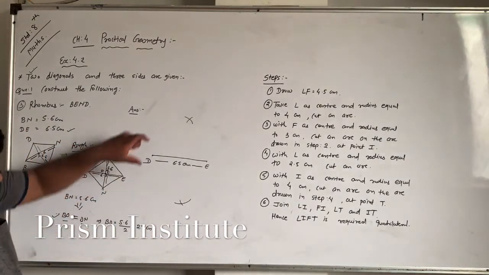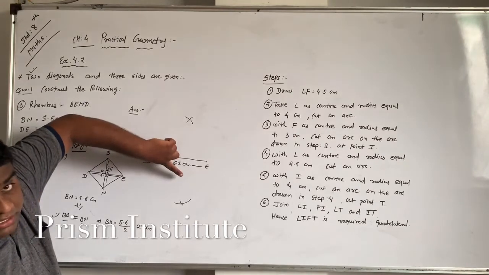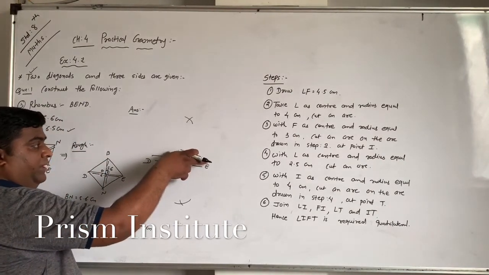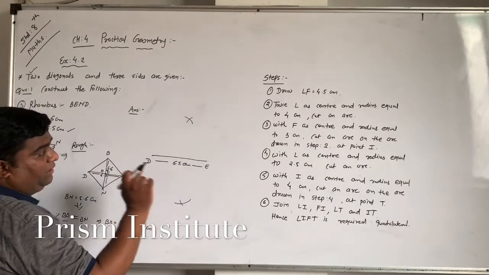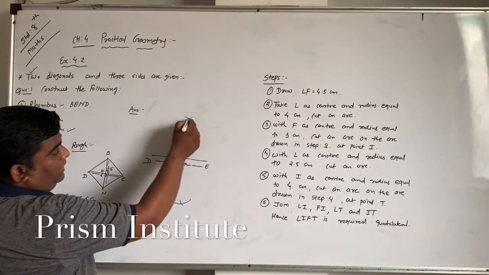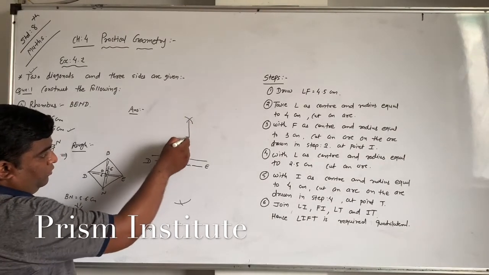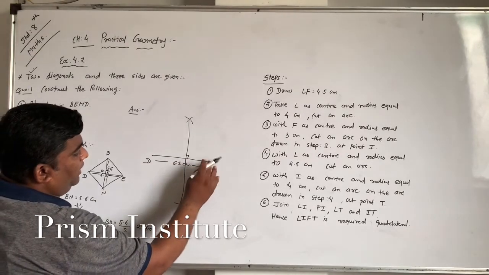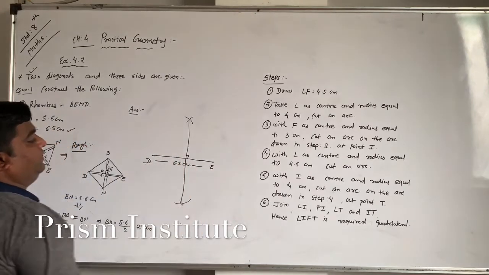Again take D as a center and more than half radius, one arc here and one arc here. Same, take E as a center and more than half radius, one arc here and one arc here. Now you find the two intersecting points. Now connect these points. If you connect these points, that is your perpendicular bisector.